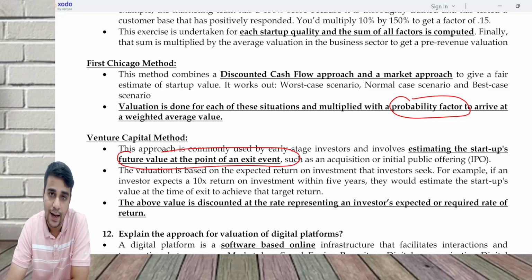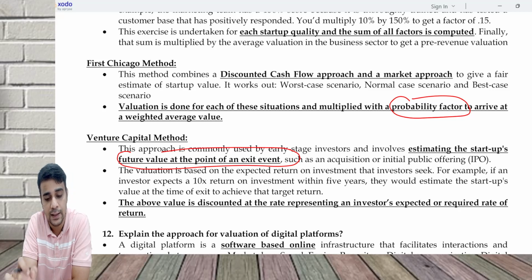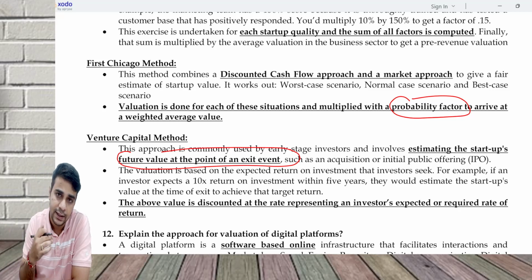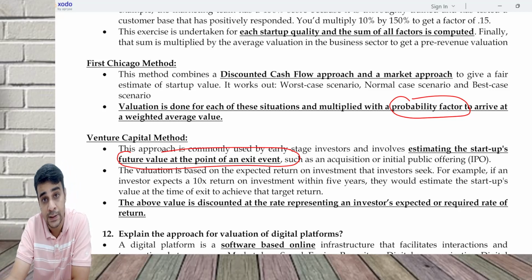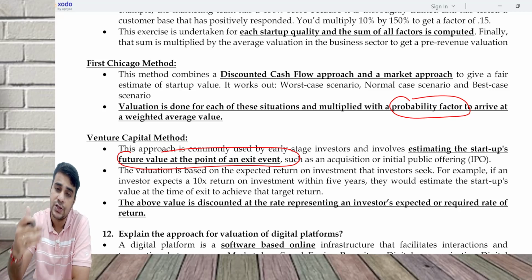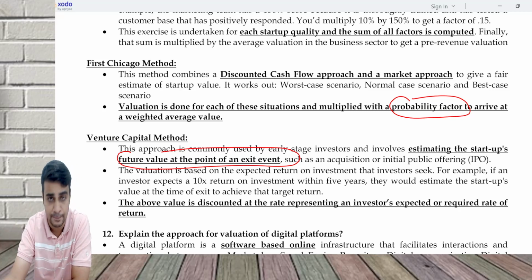Valuation of digital platform. Next is the approach for valuation of a digital platform. The approach is going to remain what we have seen earlier. But let's first understand what a digital platform is. A digital platform is basically a software-based online infrastructure which is facilitating interaction between two parties. Example, marketplace. What is a marketplace? Amazon is a marketplace which is allowing an interaction between a customer and a seller.